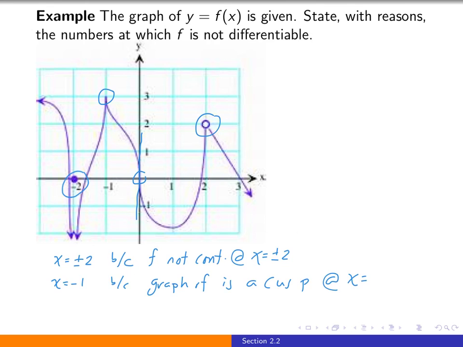at x equals -1. And lastly, x equals 0, because the tangent line, and I use TL for tangent line, to the graph of f is vertical at x equals 0. And the reminder is that the value of the derivative is the slope of the tangent line. The slope of a vertical line is undefined, which means the derivative is undefined at that point.